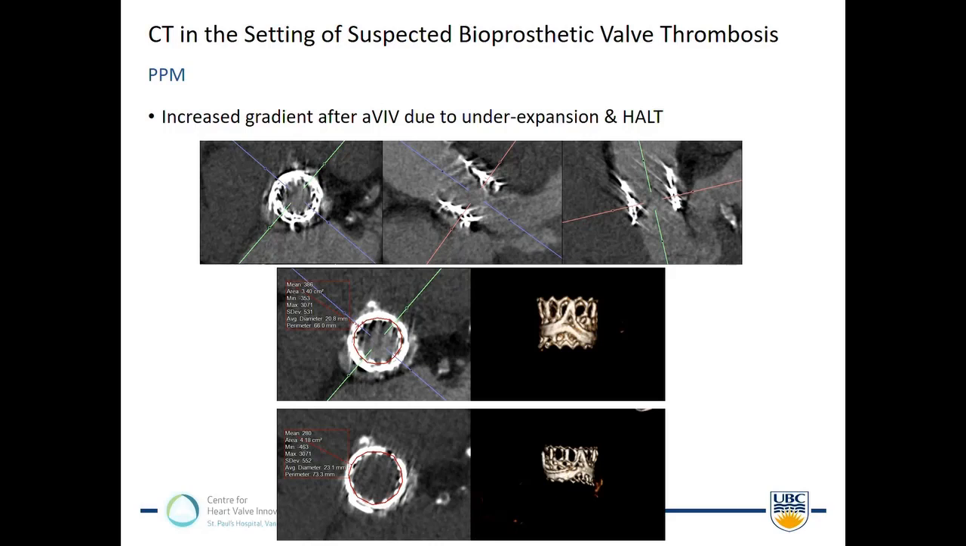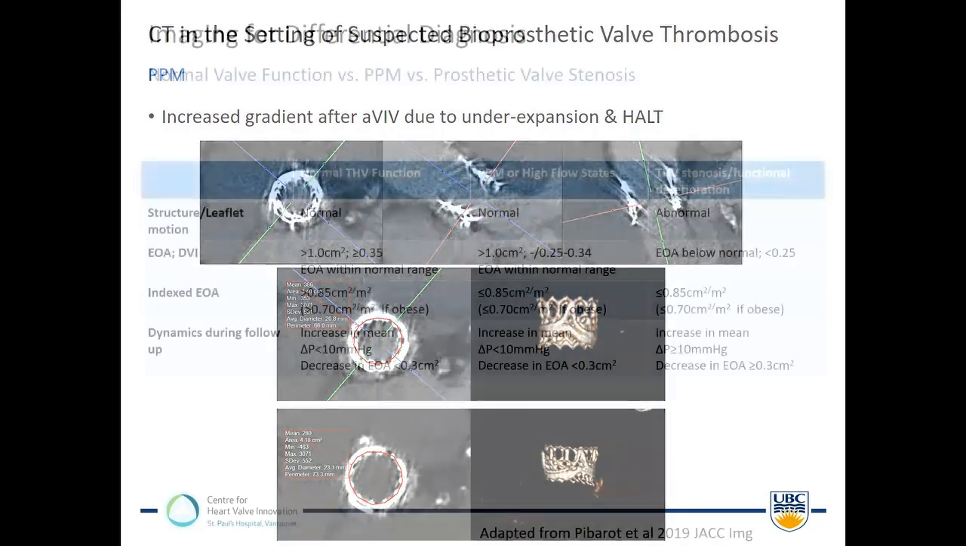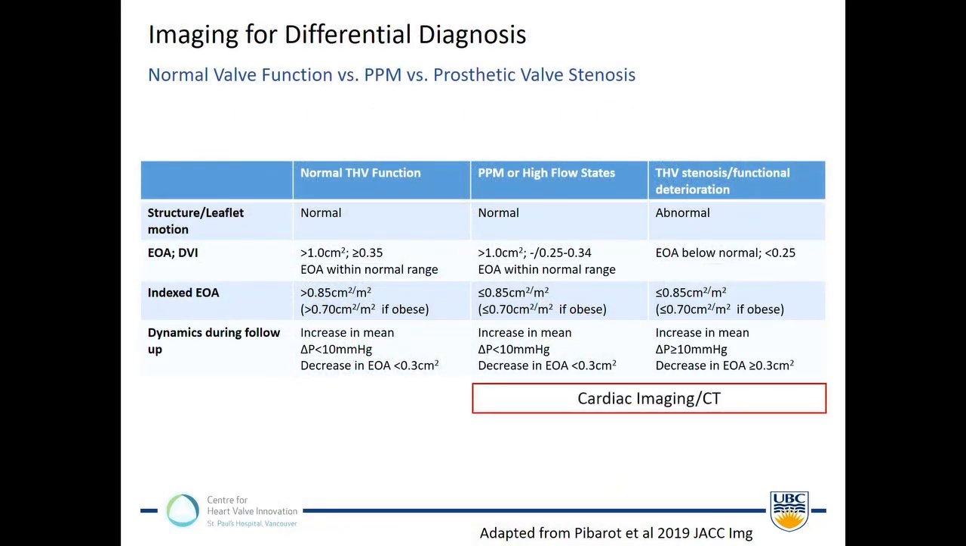The patient still had an increased gradient due to under-expansion of the SAPIEN valve, and subsequently underwent valve fracturing to enhance the expansion. For that reason, I think CT is a very, very good diagnostic tool to separate those different entities in patients with an increased gradient after TAVR.